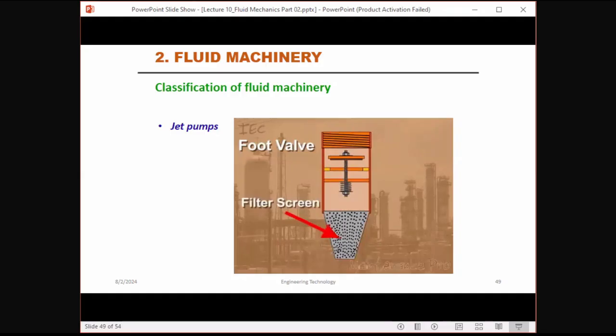2. It filters the sediment and debris out of the well and keeps it away from the pump. 3. It maintains the pump prime and prevents the pump from running dry. It also prevents the backflow of the water from the system back into the well.